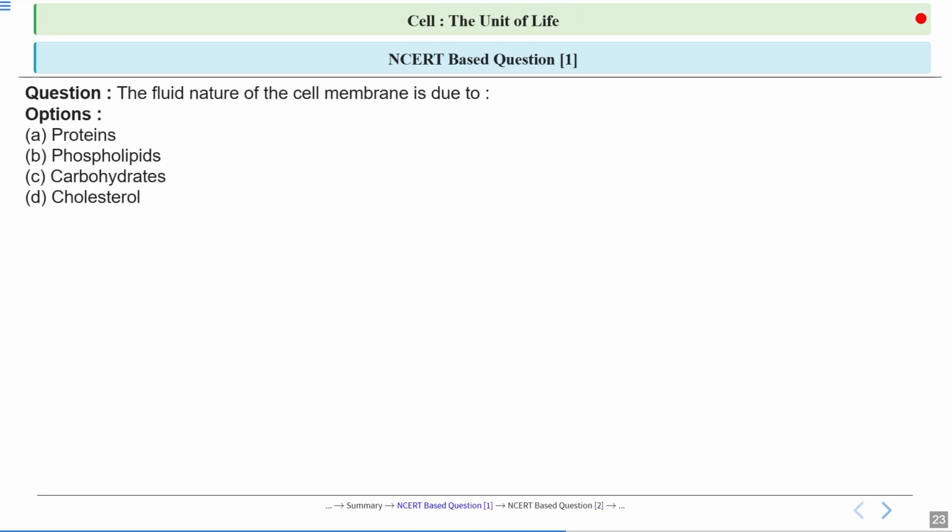Let's discuss some NCERT-based questions. The first question is, the fluid nature of the cell membrane is due to. So this cell membrane is semi-fluidic. Why is it semi-fluidic? What are the options? First, due to the presence of proteins, second is phospholipid, third is carbohydrate, fourth is cholesterol. So what will be the correct answer?